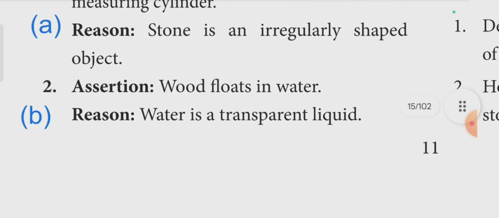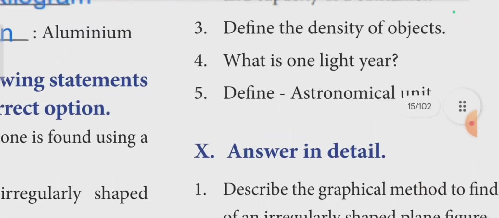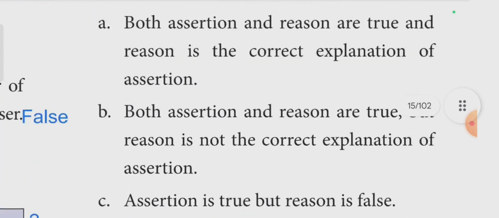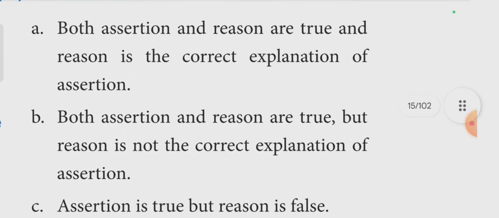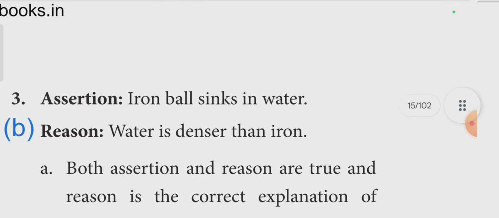Next, second one, assertion, wood floats in water. Reason, water is a transparent liquid. Answer option B. Both assertion and reason are true, but reason is not the correct explanation of assertion.